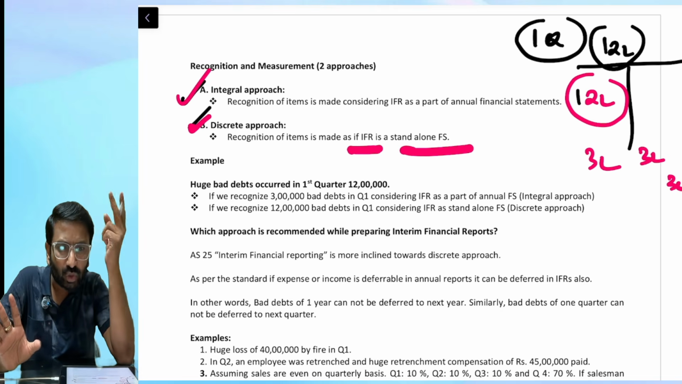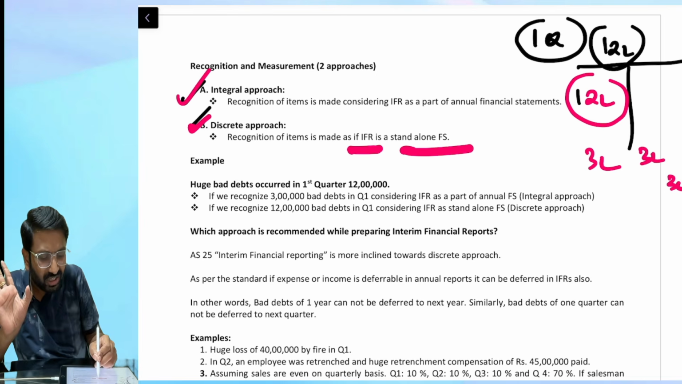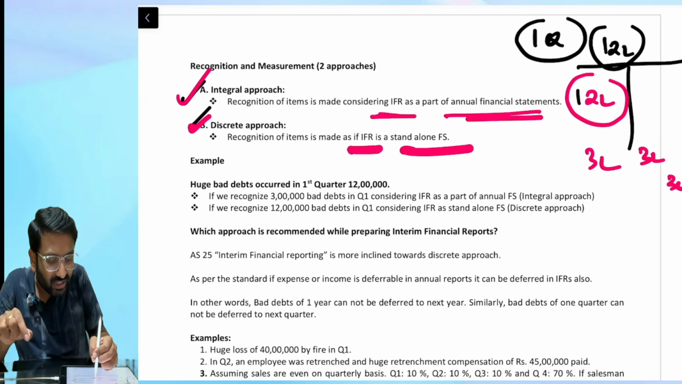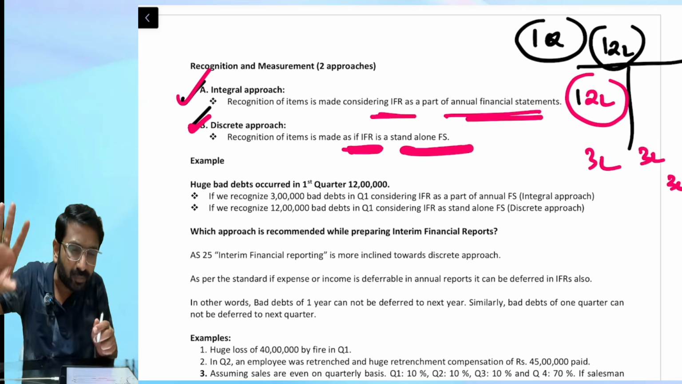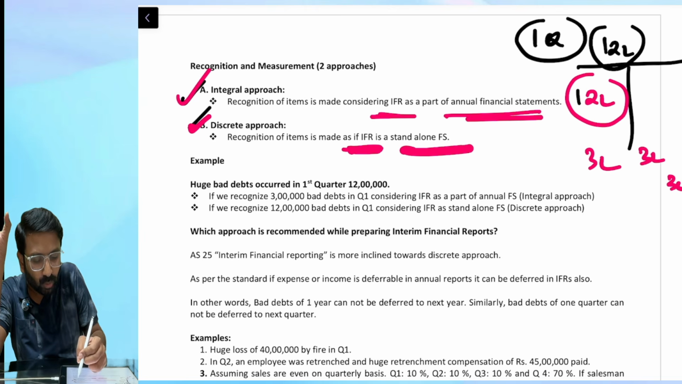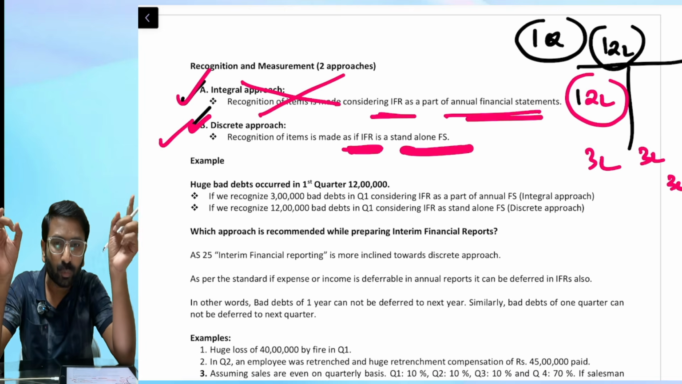So theoretically, there are two approaches. When I say integral approach, you will treat the interim financial report as a part of the full year. Whereas in discrete approach, you treat the interim period as a standalone financial period. Practically, accounting standard 25 supports only discrete approach. We don't follow integral approach. We follow a discrete approach only.